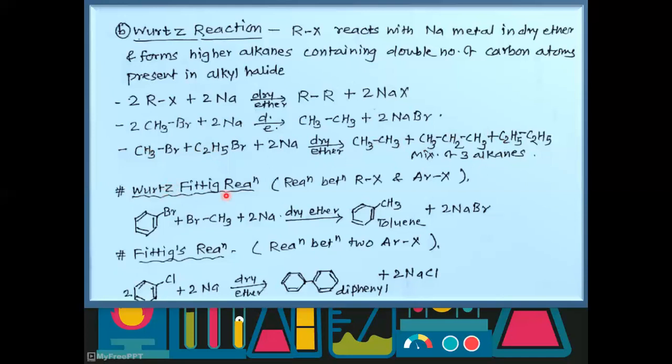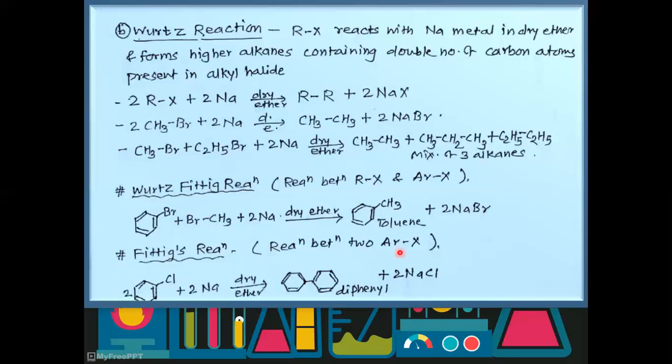Next, the Wurtz-Fittig reaction. It is a reaction between an alkyl halide and an aryl halide. Bromobenzene reacts with methyl bromide in the presence of sodium metal in dry ether. It gives toluene. That is, the aryl group and alkyl group get bonded with each other, with 2NaBr as a byproduct.